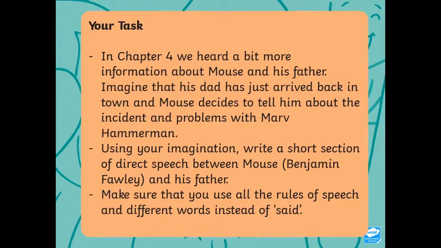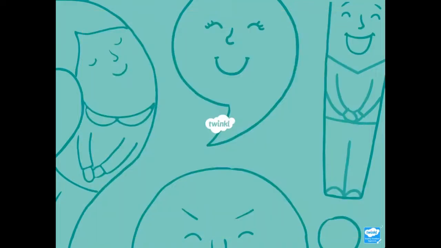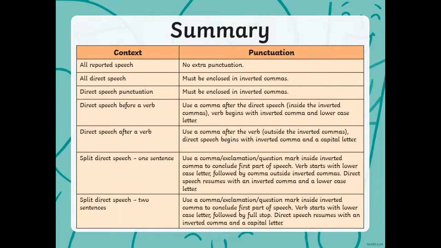Okay then, and there is your task. In chapter 4, we heard a little bit more about Mouse and his father. So imagine that his dad has just arrived back in town, and Mouse decides to tell him all about the incident and the problems with Marv Hammerman. So you're going to use your imagination, and you're going to write a short section of direct speech between Mouse, that's Benjamin Forley, and his father. So make sure that you use all the rules of speech, and you use different words instead of said. So not just said, but replied and shouted and screamed and whimpered. All those really powerful verbs.